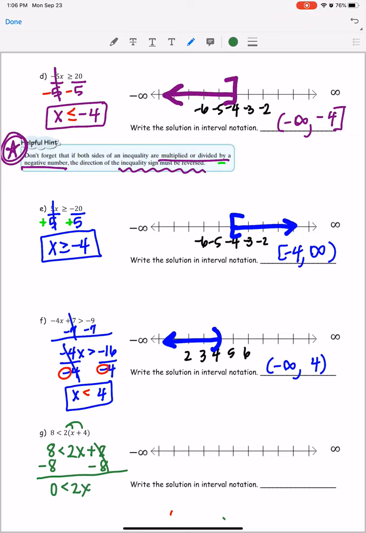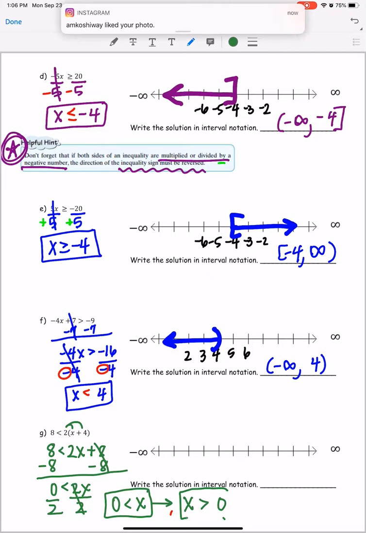Don't let that 0 confuse you or make you stop. Divide by 2. 0 divided by 2 is 0. And then we're left with x. My number and my variable are opposite. So we need to take this and rewrite it where you have x on the left, 0 on the right. If I flip my variable and number, I also need to flip the symbol here. So this is my true answer here.